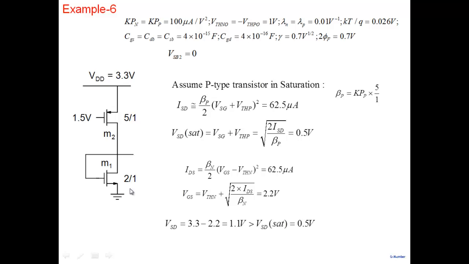So I'm using the same VSD sat for both? No. This one is obviously in saturation region, because gate and drain are shorted together. So I calculated the voltage at this node, which is 2.2. And this is 3.3, so 3.3 minus 2.2 is 1.1. We are comparing it with the saturation voltage here, which is 0.5. So it's greater than 0.5, so it's indeed in saturation.